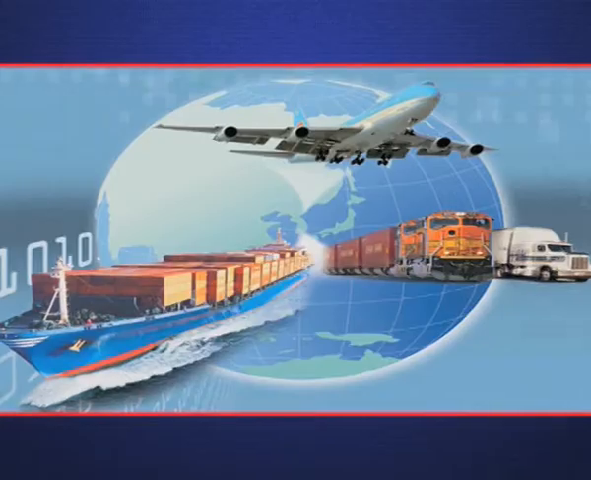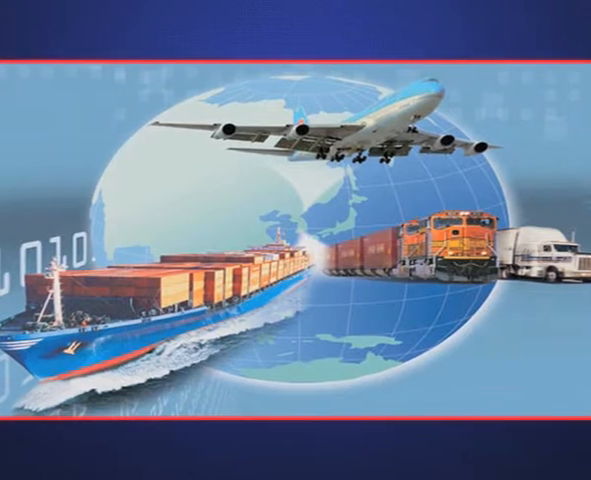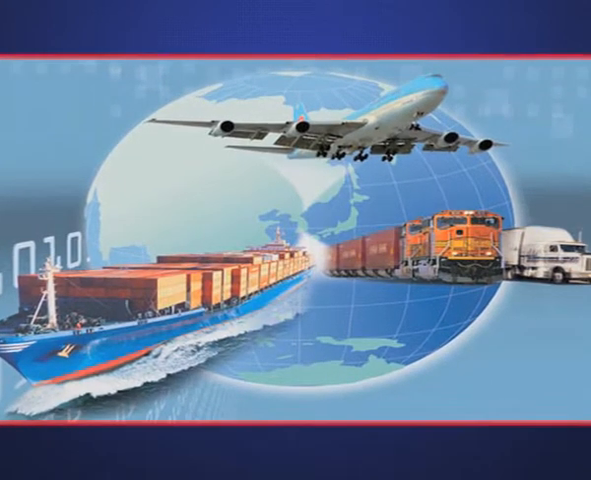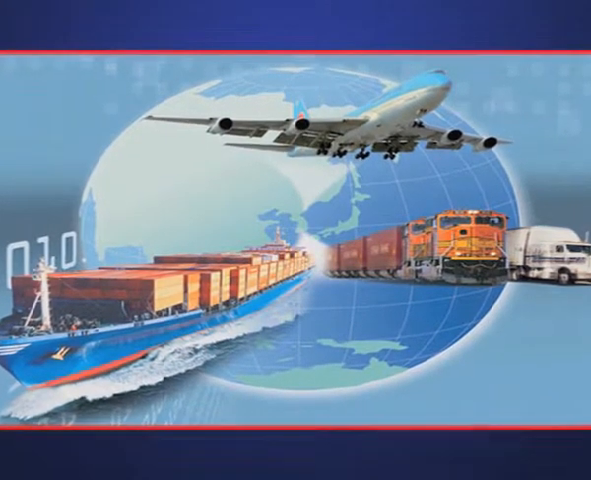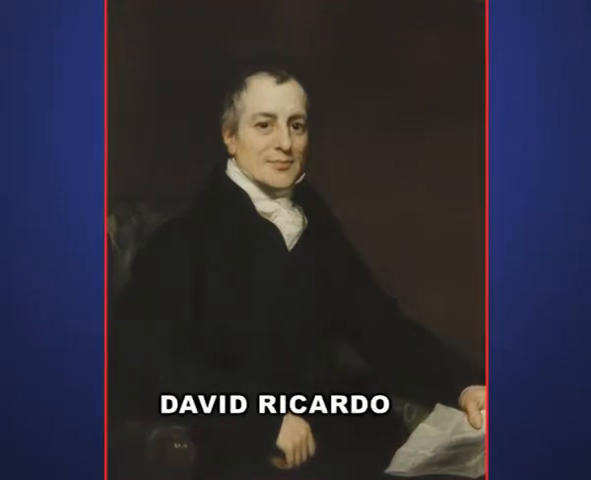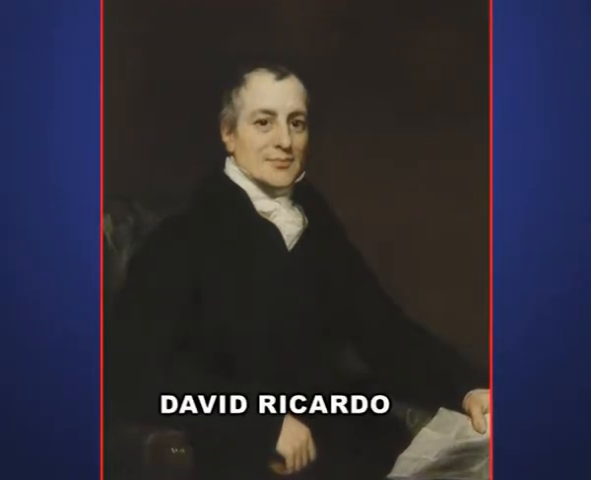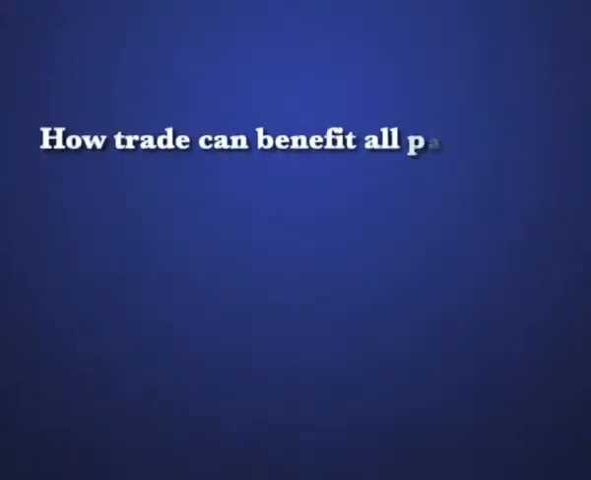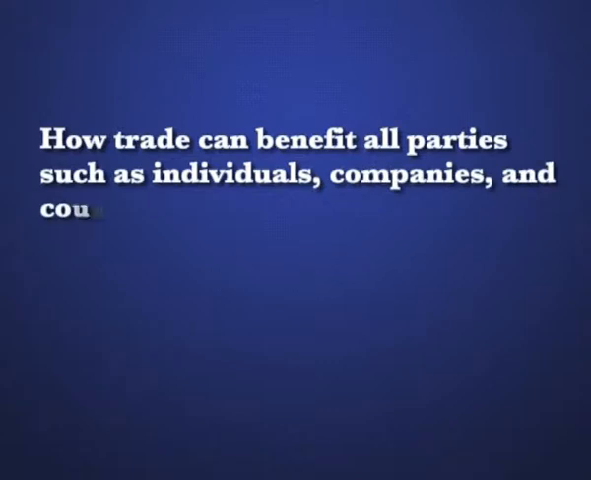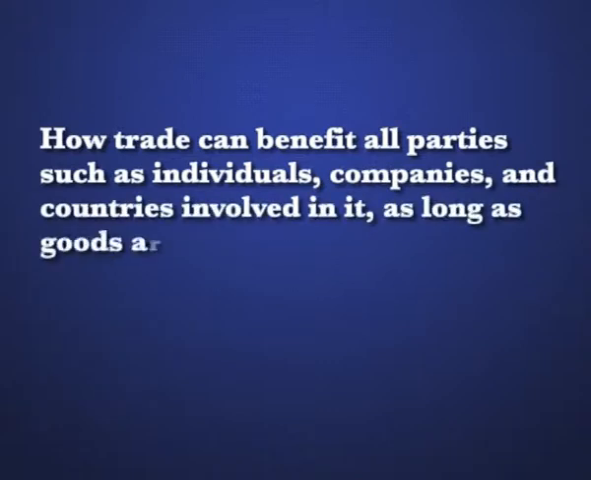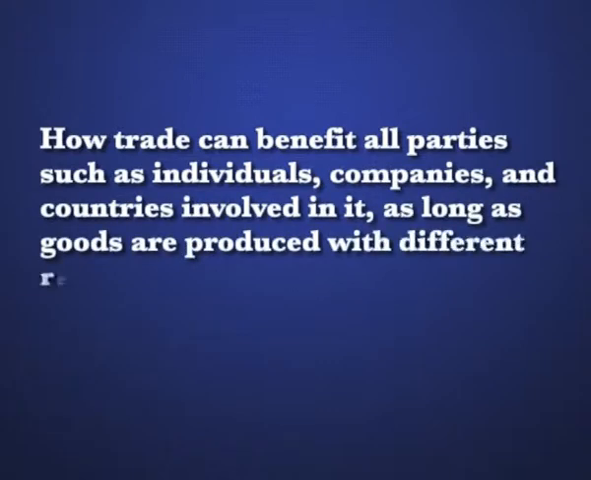Nations with strong international trades have become prosperous and have the power to control the world economy. Global trade can become one of the major contributors to the reduction of poverty. David Ricardo, a classical economist, in his principle of comparative advantage, explained how trade can benefit all parties, such as individual companies and countries involved in it, as long as goods are produced with different relative cost.